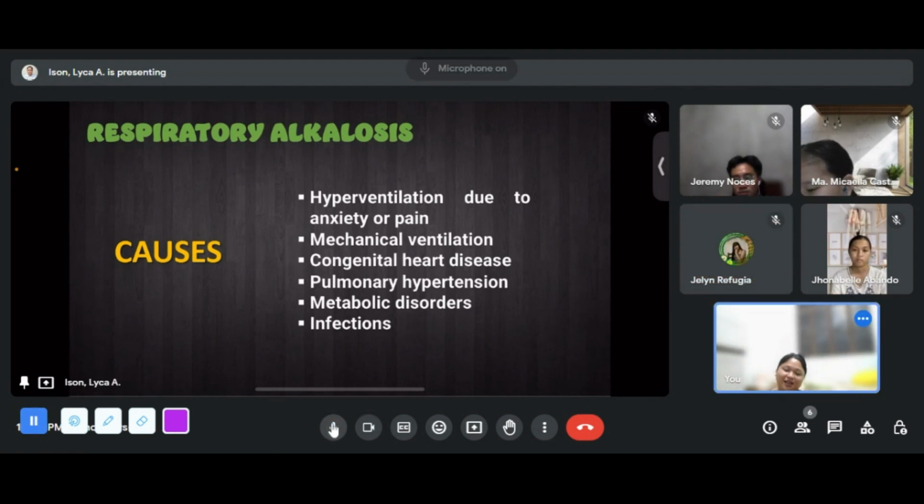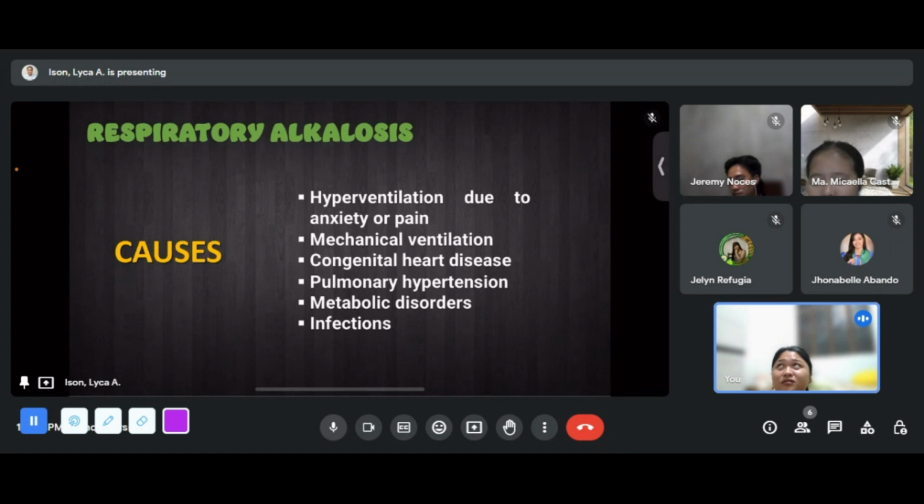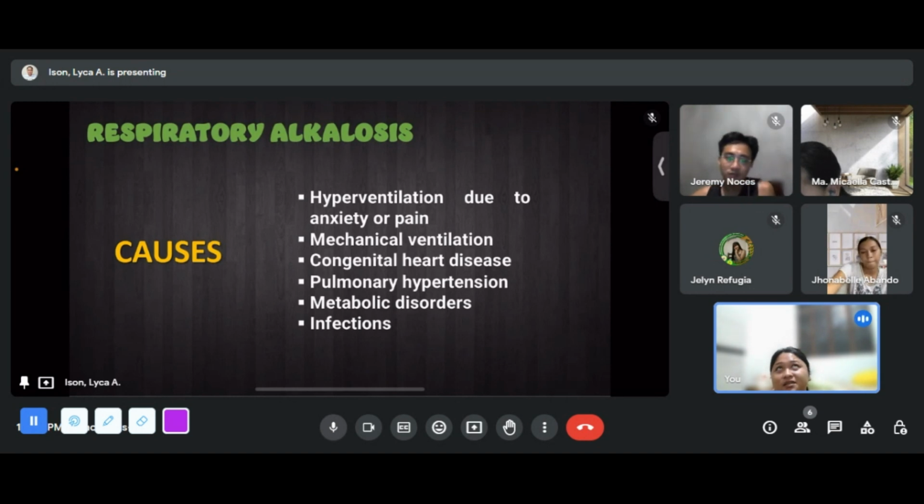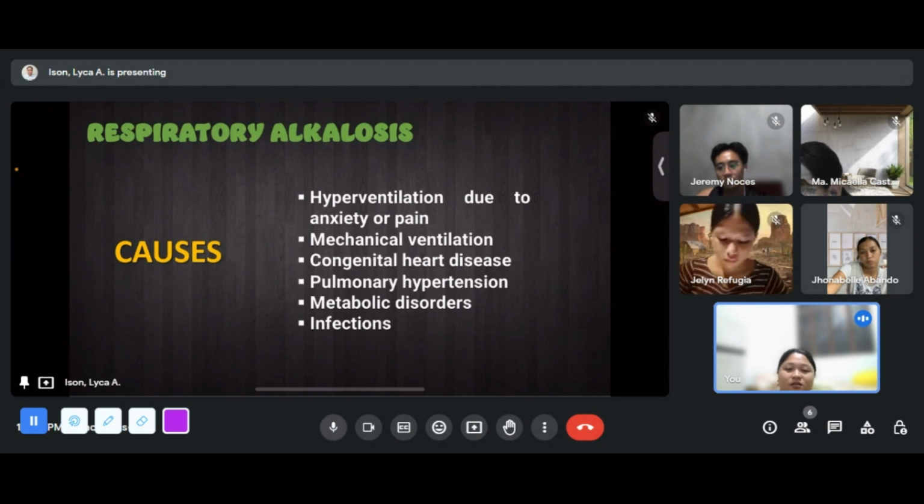So, back to the topic. Mali yung nasabi ko, mechanical ventilation kasi cause pala yun. So, mechanical ventilation, tama nga, parang namali yung paggamit ng mga equipments para sa ventilation kaya nagkaroon siya ng respiratory alkalosis.